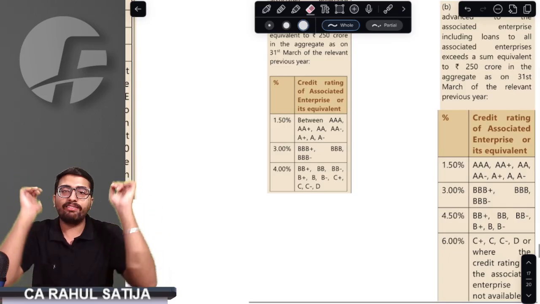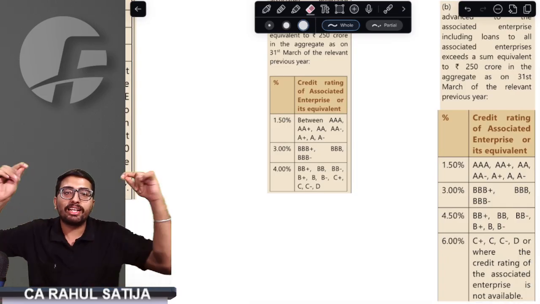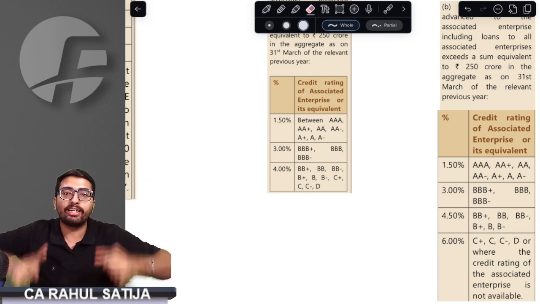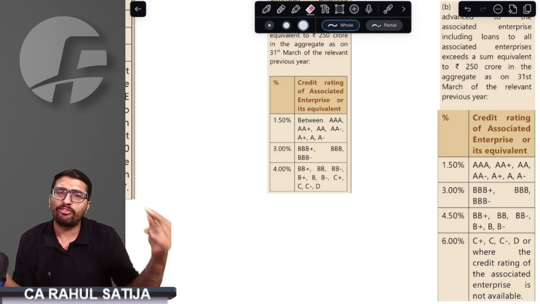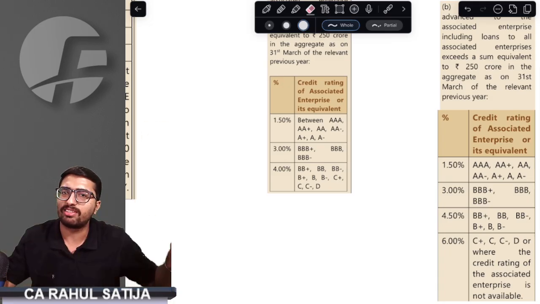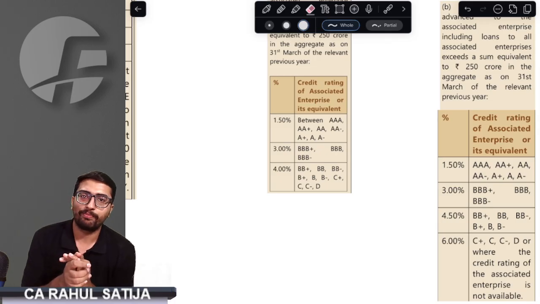Sir, are we clear with this credit rate point? Foreign currency lending rate plus 1.5, 3, 4.5 and 6. Sir, 1.5 and just two or three or four times you just have to calculate. You will get the point. Are we clear with that point? Yes, sir, we are clear.